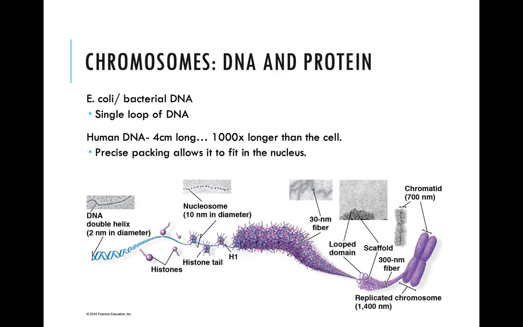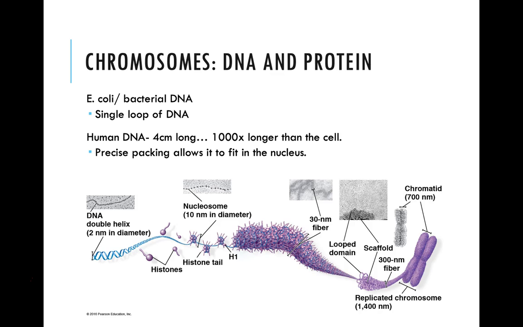But they are circular instead of linear. Human DNA, remember, and most eukaryotic DNA are long linear pieces of chromosomes. Whether we're talking about E. coli or human cells, a lot of genetic information must be packed really tightly into the nucleus.